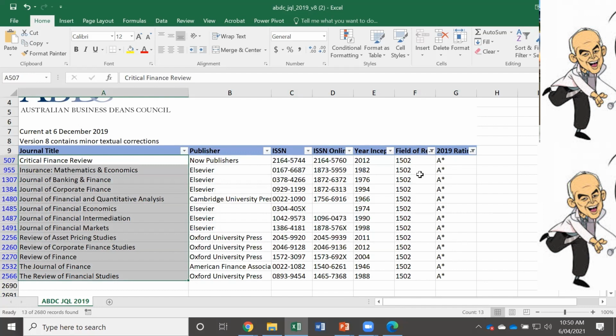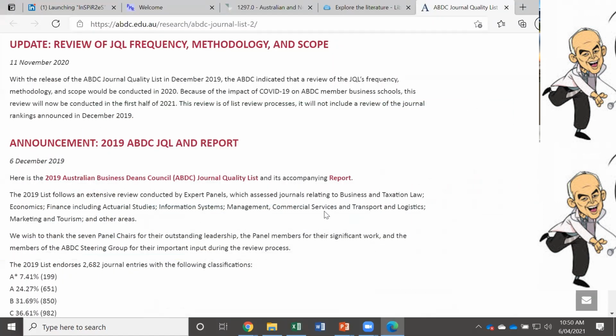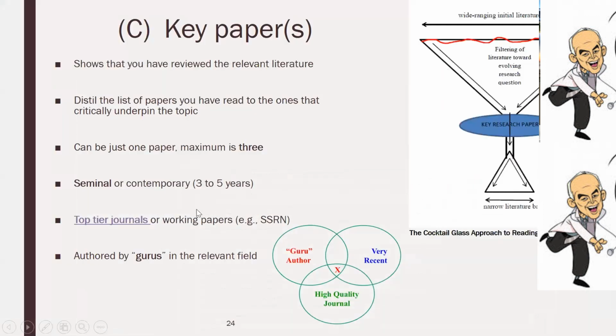I have only one publication in A-star, that is in the Journal of Financial Markets. That's the only one. But we have other finance academics who are publishing a lot in A-stars. So have this list ready with you in your field of research, and in that way you can ensure your paper is from a top tier journal.